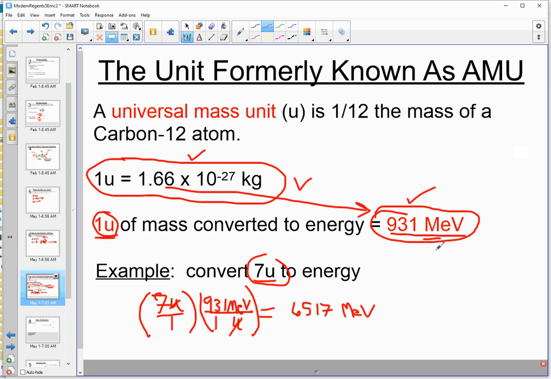And Einstein's famous E equals mc squared equation is the third and final equation in the modern physics section of your reference table. So you could take a peek and see that below E equals hf and below E photon is E initial minus E final. There it is, the famous E equals mc squared.